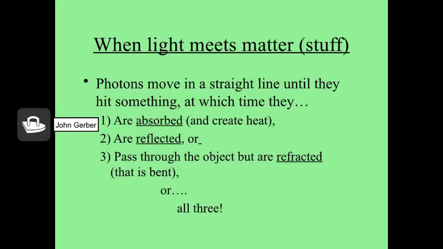When sunlight bumps into stuff, three things can happen. The photons of the light energy, they move in a straight line until they hit something. They can either be absorbed and often create heat, they can be reflected back, or they can pass through. But when they pass through something, they're often refracted or bent. Sometimes all three can happen at once.